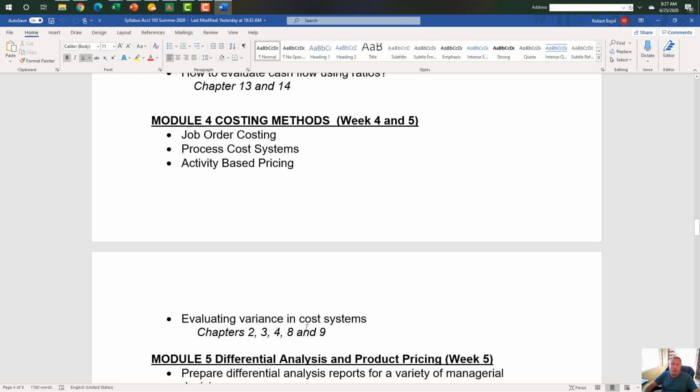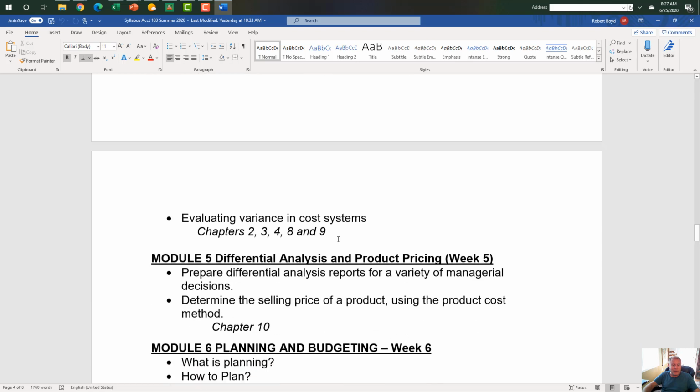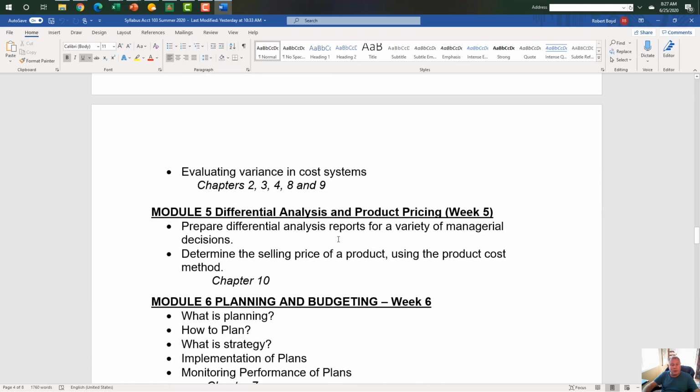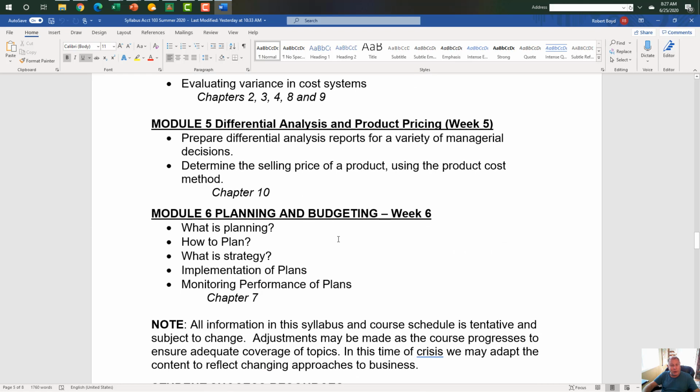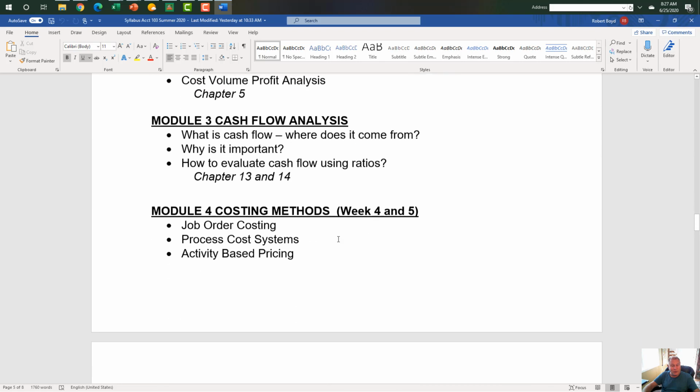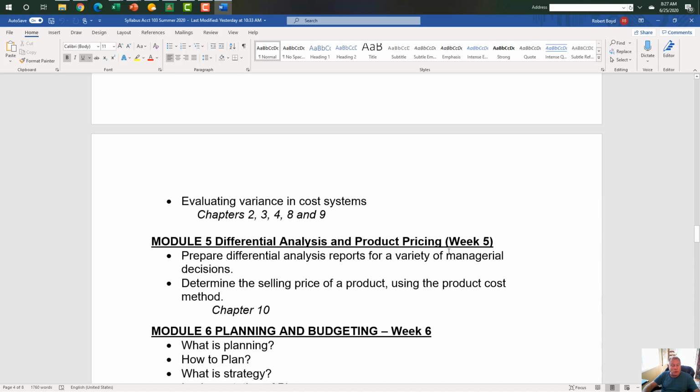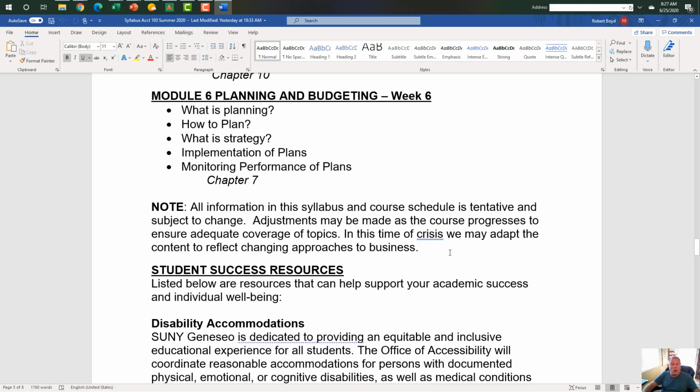This is a lot of stuff that we're going to cover here, but we're going to make sure we look at it from two perspectives. How is it prepared, and how is it used? Everything will be based on that. Then we'll do some differential analysis and product pricing in week 5, planning and budgeting in week 6, and that will wrap us all up. But if you notice, what I've done, hopefully, is identify which week everything is, and you'll find the same thing in Canvas.